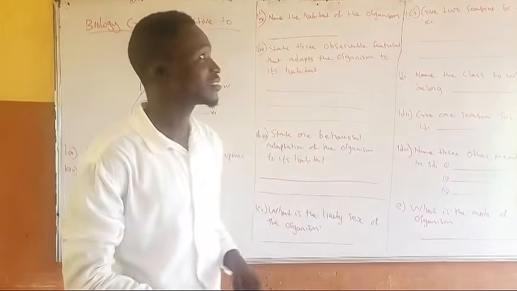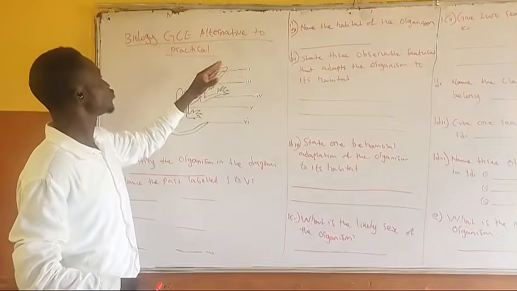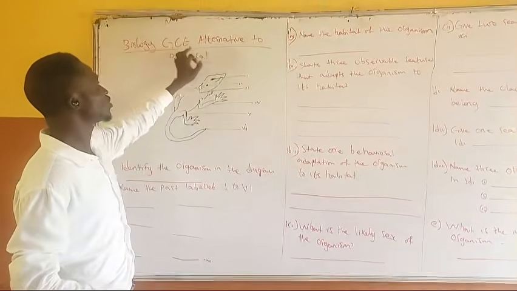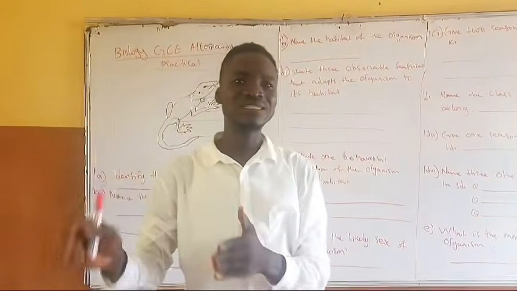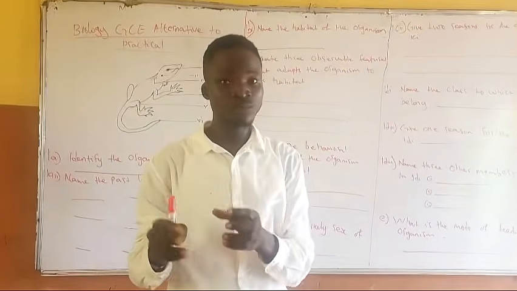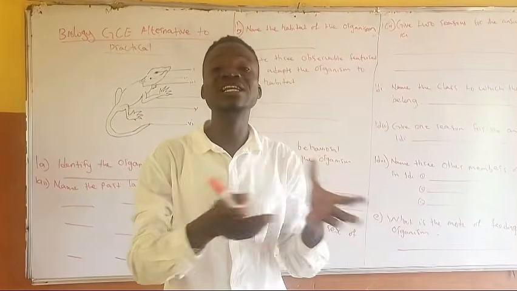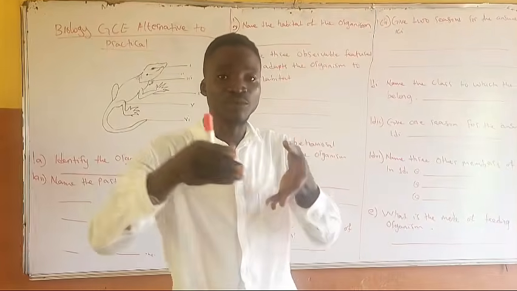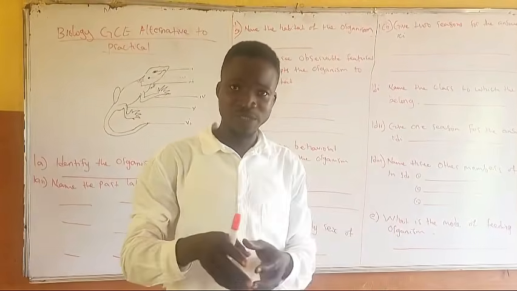In today's class, I want to take us into GCE Alternative to Practical Biology. What is the meaning of alternative? Alternative simply means that instead of giving you the actual specimen, they will give you a diagram or something related to it, just to improvise for the actual specimen. You get what I'm saying?